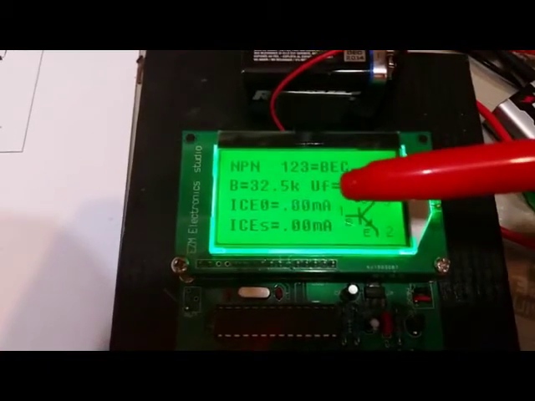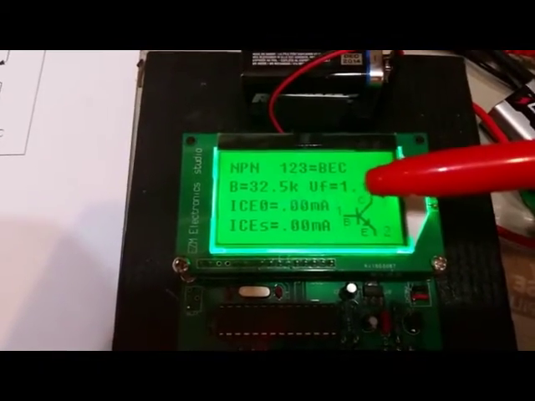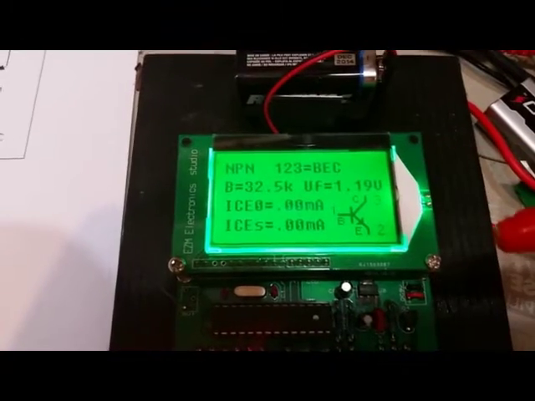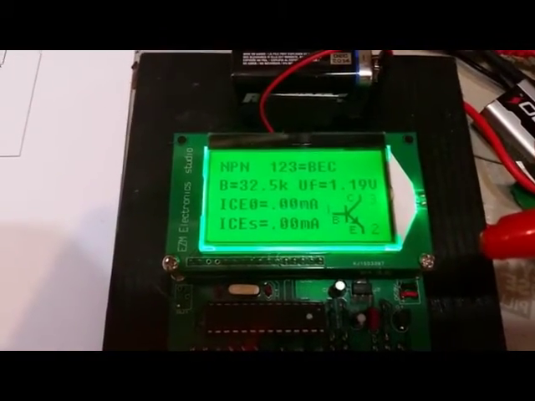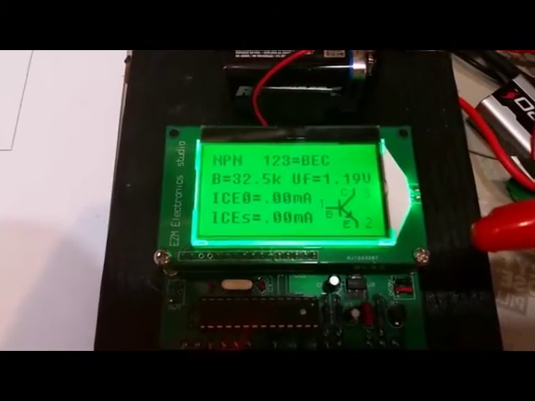The only thing that says it's not just another transistor is up here. This is the V sub F, the forward drop on the base-to-emitter junction. It's 1.19 volts, so about twice what it would be for a single transistor.